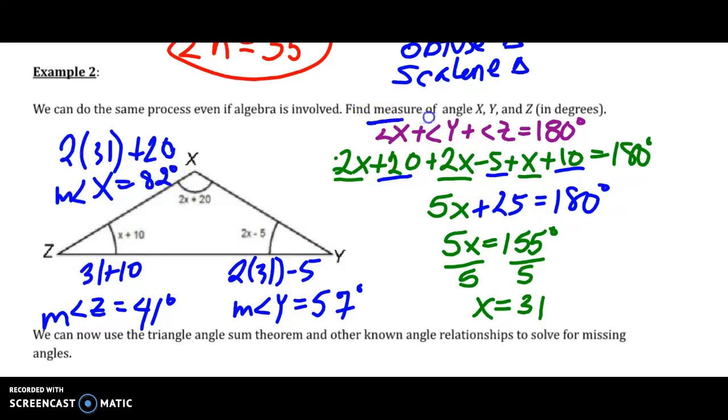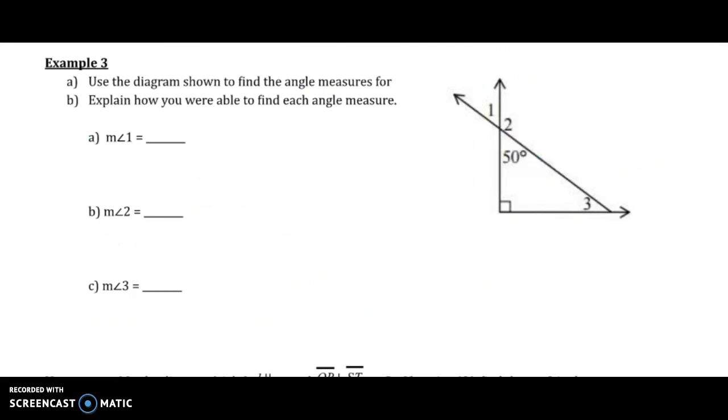So, did I find all of the measures of the angles? Yes, I did. Remember that this x down here is just a variable. It's not the same as angle x. Right, so we can combine the knowledge of the triangle angle sum theorem with our knowledge of other angles. So let's do that in the space below. Use the diagram to find the angle measure for each angle. Explain how you were able to find each angle measure.